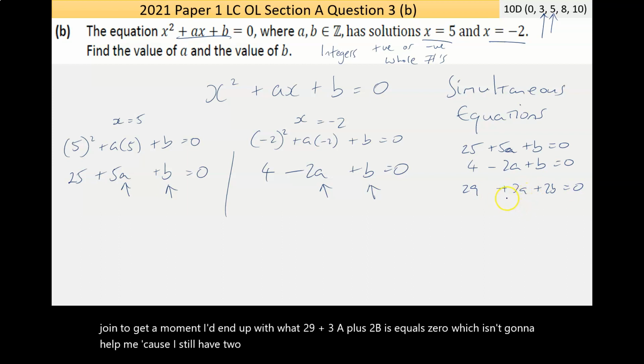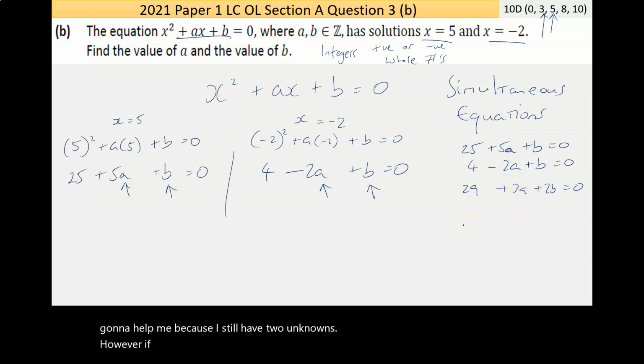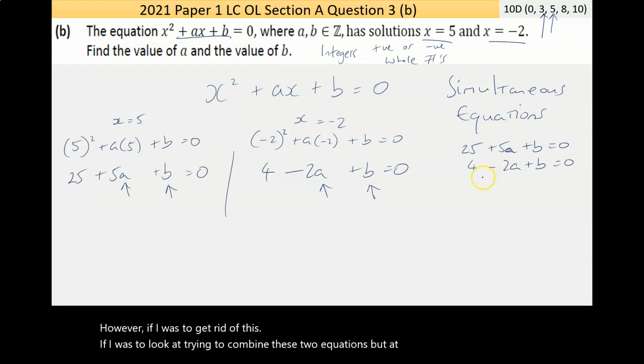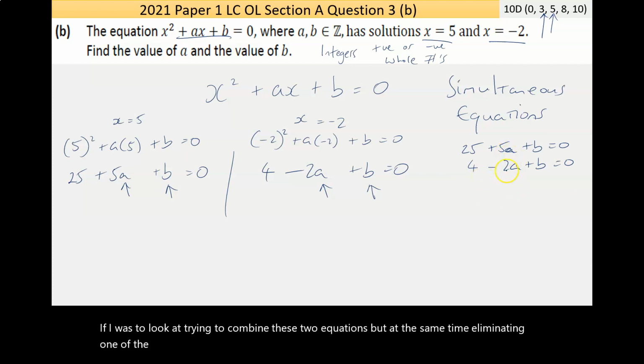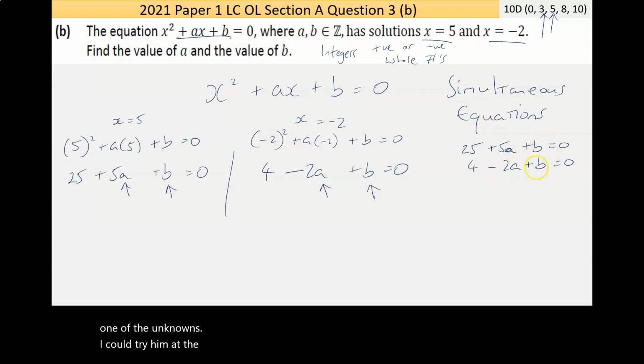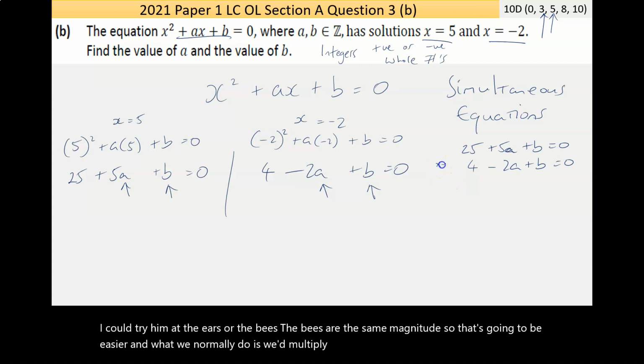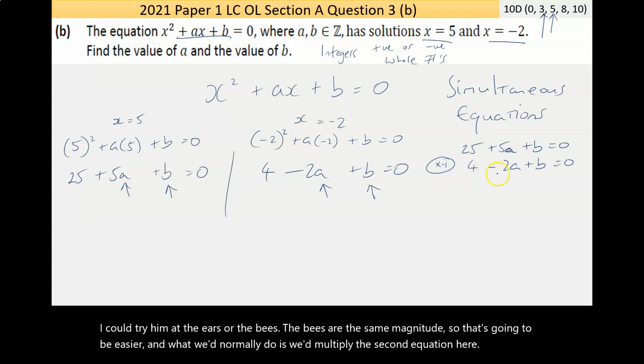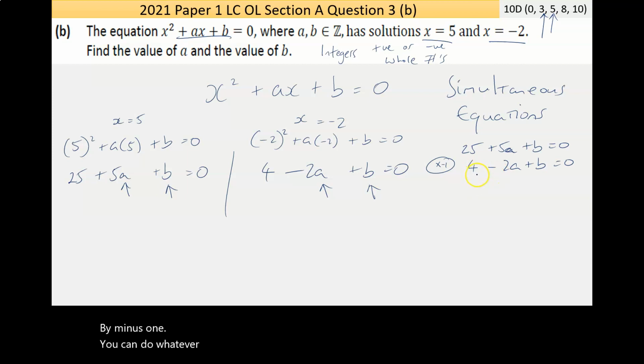However, I could try to combine these two equations while at the same time eliminating one of the unknowns. I could try to eliminate the a's or the b's. The b's are the same magnitude, so that's going to be easier. And what we'd normally do is multiply the second equation here by minus 1. You can do whatever you want to an equation, as long as you do it to every single term. Hopefully, it'll be something that's useful.